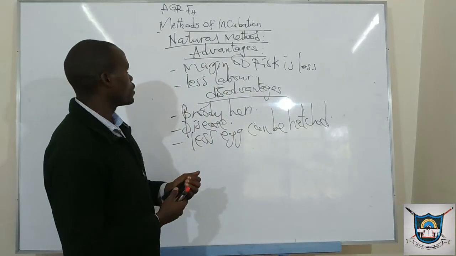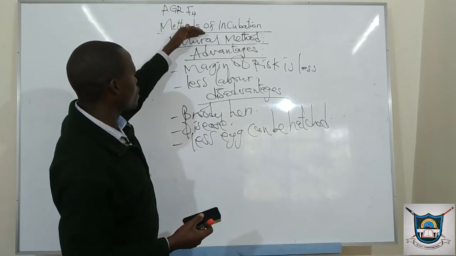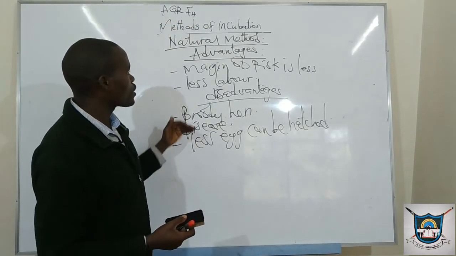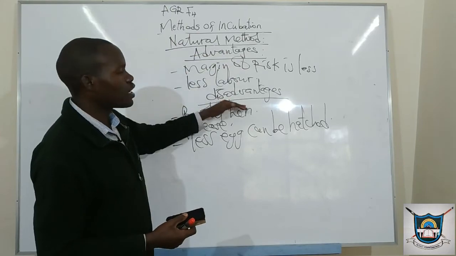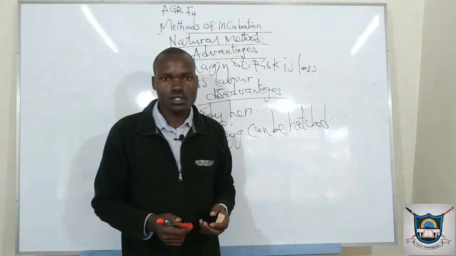So for today, we have learned all about the first method of incubation, which is the natural method. We have looked at the management practices, and now we have looked at the advantages and disadvantages. Thank you very much. Next time, we shall look at artificial incubation.